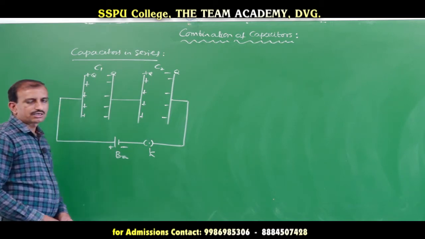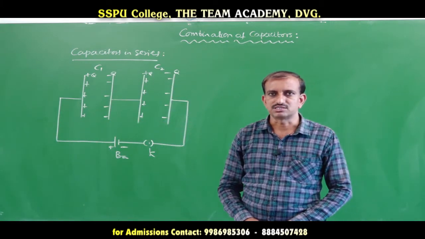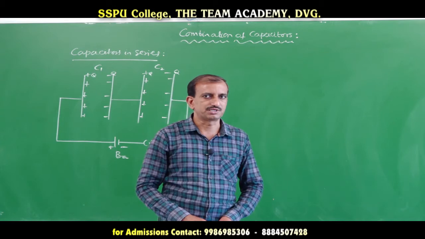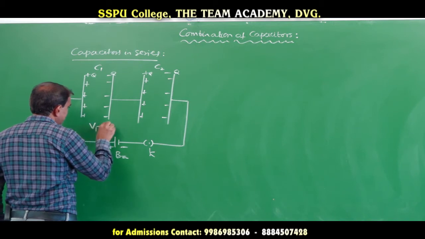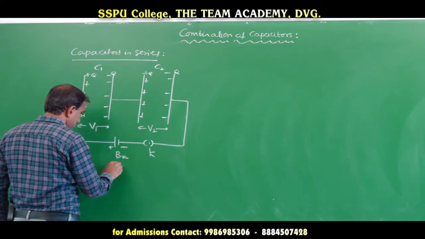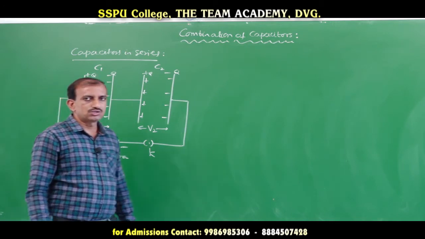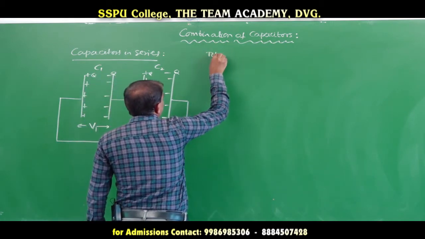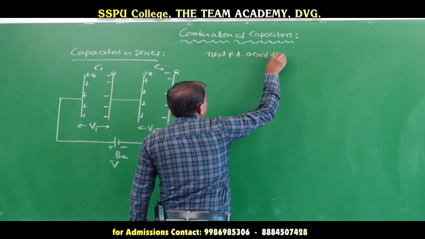When the capacitors are connected in series, the charge on each capacitor is the same, but the potential difference across each capacitor is different. The potential difference across C1 is V1, and the potential difference across C2 is V2. Let V be the potential difference across the combination. Then what is the total potential difference across the combination?